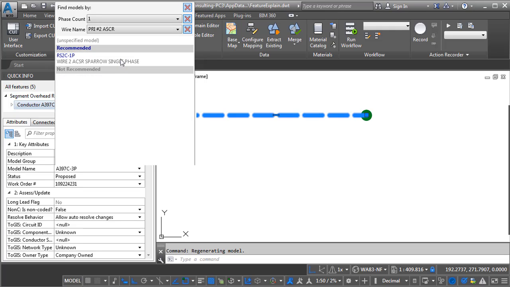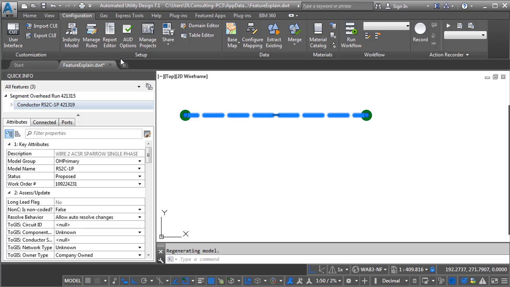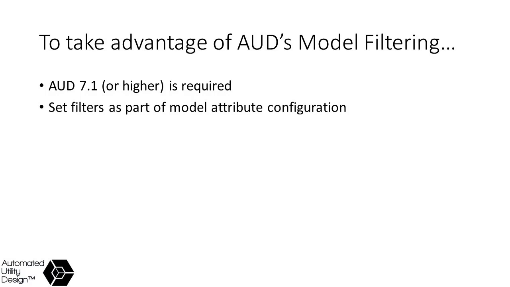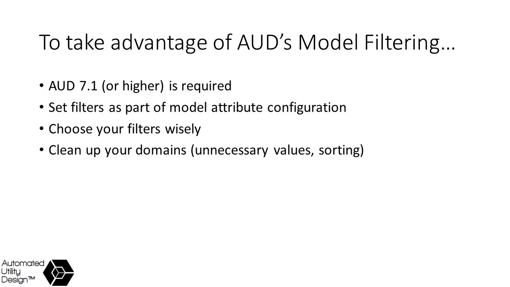So this is the essence of model filtering. If you want to take advantage of this feature, consider the following points. First, you have to have AUD 7.1 or higher. This doesn't work in earlier versions. Next, remember that you set your filters as part of model configuration. Choose your filters wisely. Generally, fewer filters are better. Be sure your domains are clean of unneeded values and that your domains are sorted in an intelligent fashion. You can do this later, but it's a good thing to plan on this right up front.